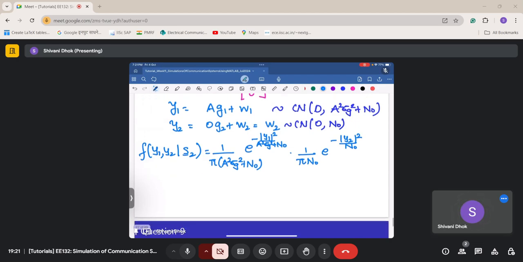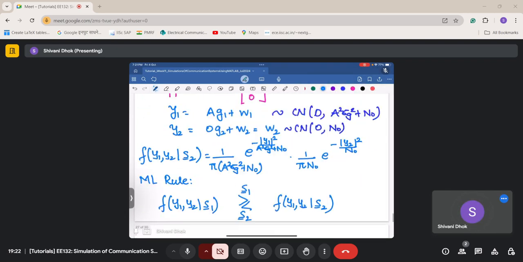Okay, now what is the decision rule? Decision rule is the ML rule. So the ML rule will be we'll decide in favor of that symbol which has the highest likelihood function. So if f of y1, y2 given s1 being transmitted is greater than f of y1, y2 given s2 being transmitted, then we will decide in favor of s1. Otherwise we will decide in favor of s2.